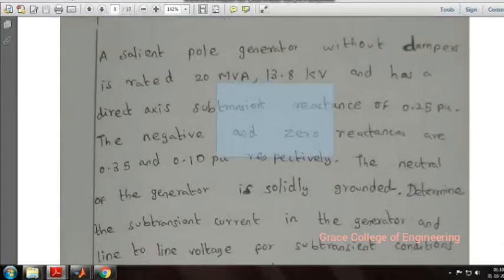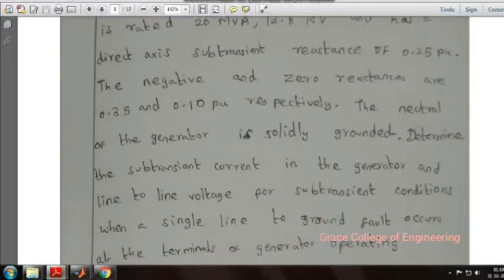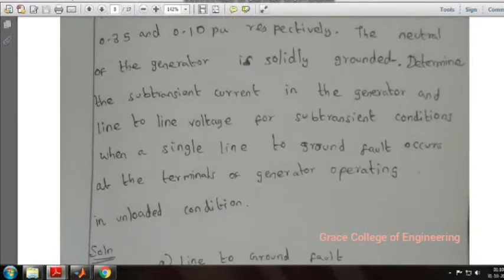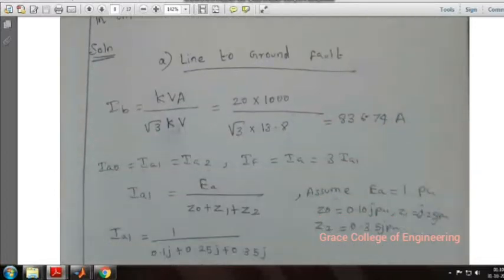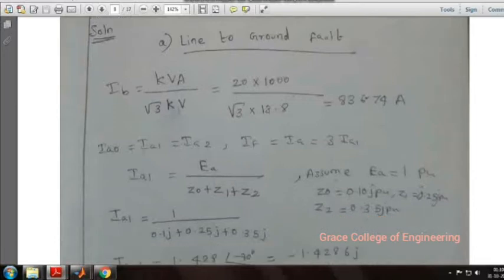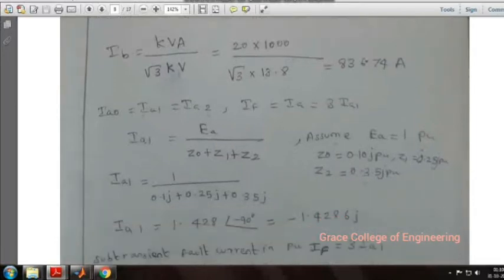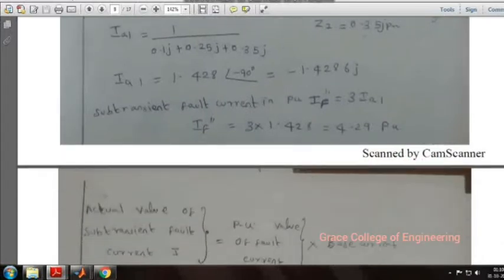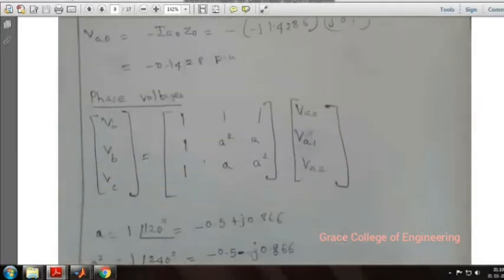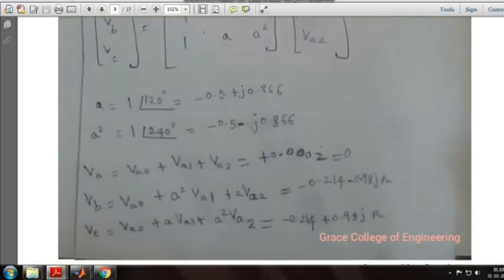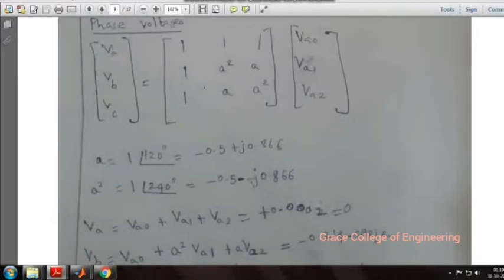And now we can see the problem for unsymmetrical fault. Here also they have given the subtransient reactance, negative and zero reactance value. There are three types of faults: line to ground, line to line and double line to ground. For each and every fault, there is a formula difference. We have to see the formula and we have to write.